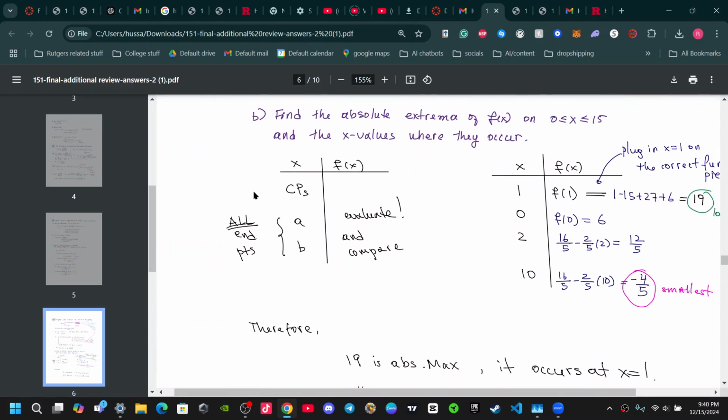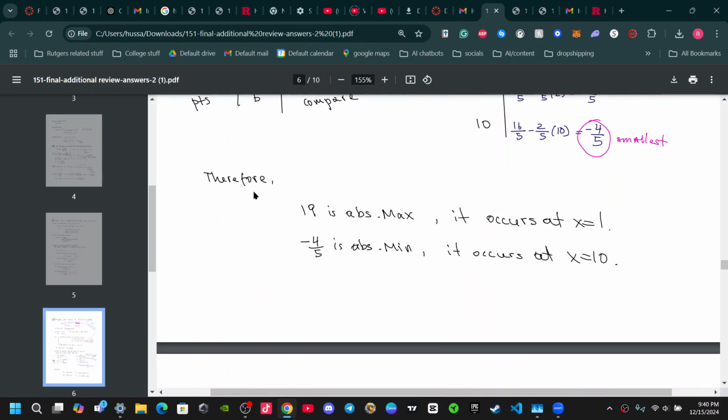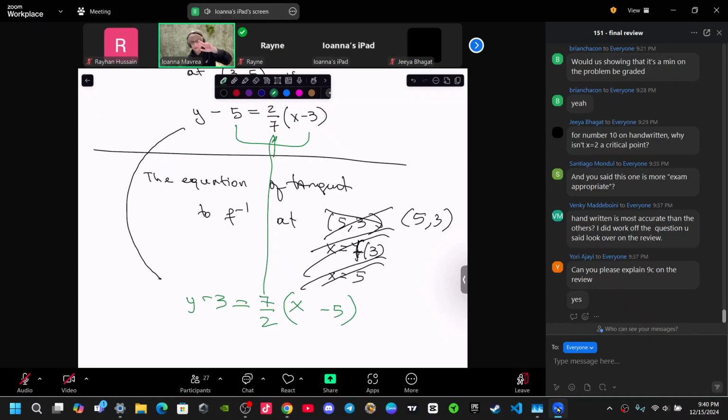And that number flips. It doesn't change sign. It stays the same sign. So if you know the equation of a tangent, and there is an inverse, you can write the equation of the inverse at the flip point.